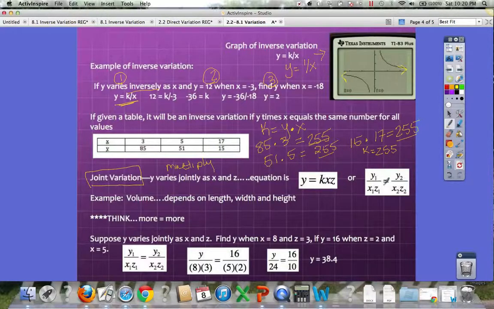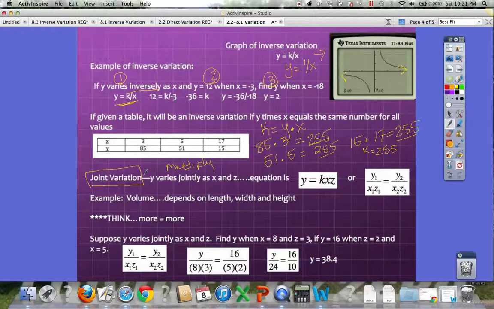Or you could set it up like this, where you have y1 divided by x1 and z1. Does that equal y2 divided by x2, z2? Sometimes it's easier to use this form than this. It just depends on what they give you. And most of these can be set up by proportions if you wanted to.